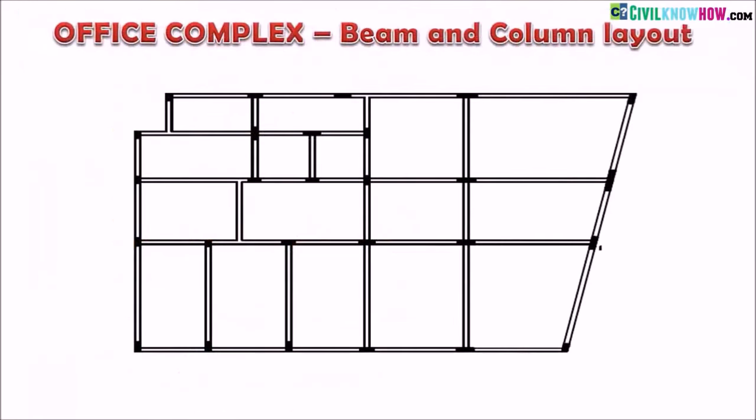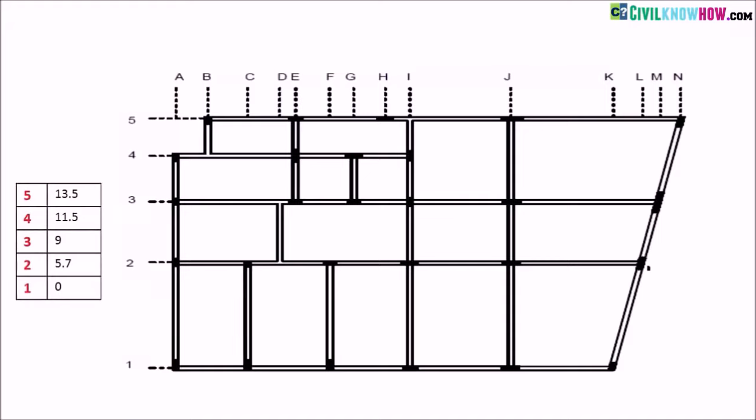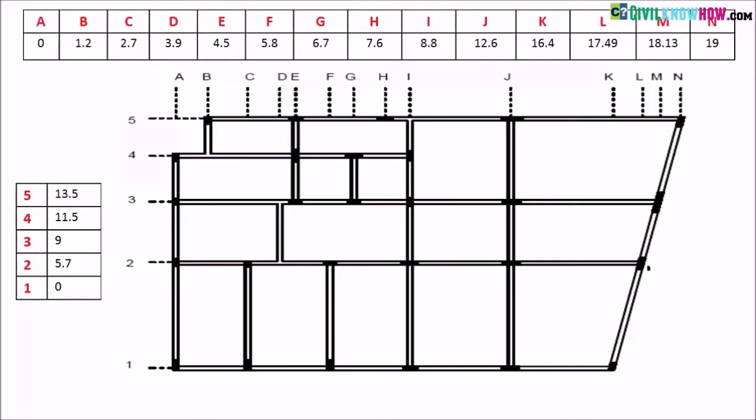This is a beam column layout of a commercial building that we are going to model. The best practice is to plot the entire plan with grid lines before you start modeling the structure in ETABS. In this layout, I have defined grids at different beam and column joints along both X and Y directions. At the left, I have assigned grid lines with coordinate values along the Y direction, and at the top, I have assigned grid lines with coordinate values along the X direction.